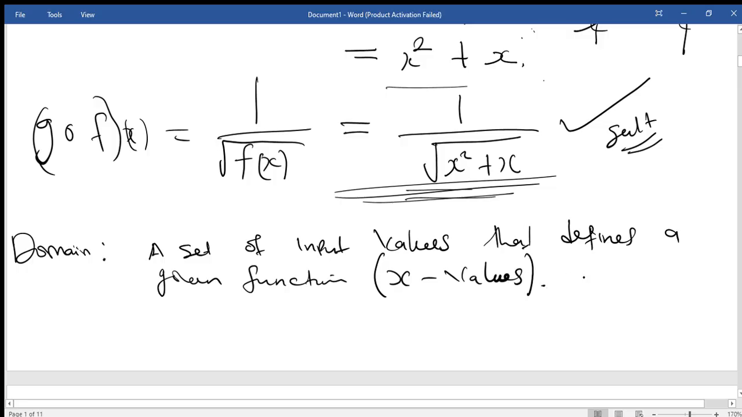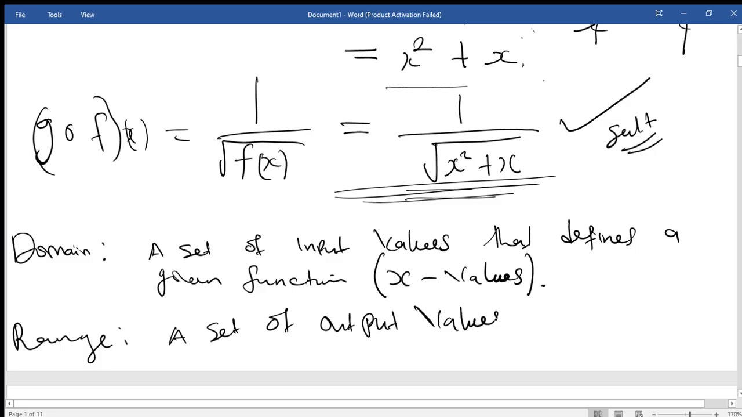Then the range talks about the set of output values that defines a given function. So obviously when we look at the range, in this case, the range is a set of output values that defines a given function.